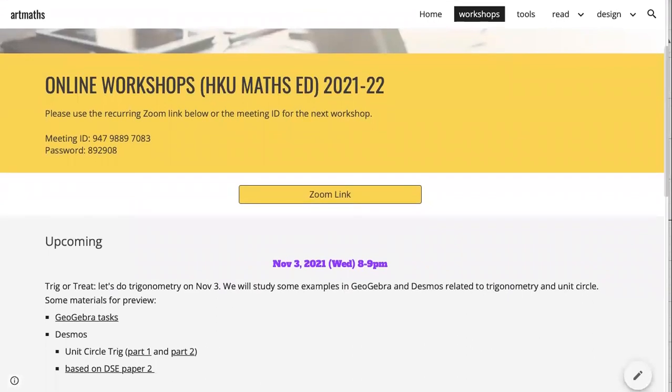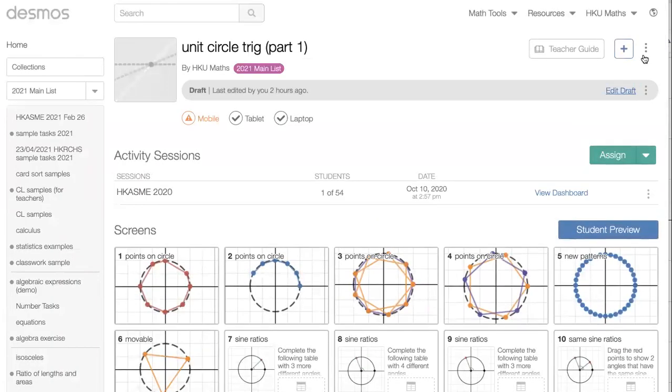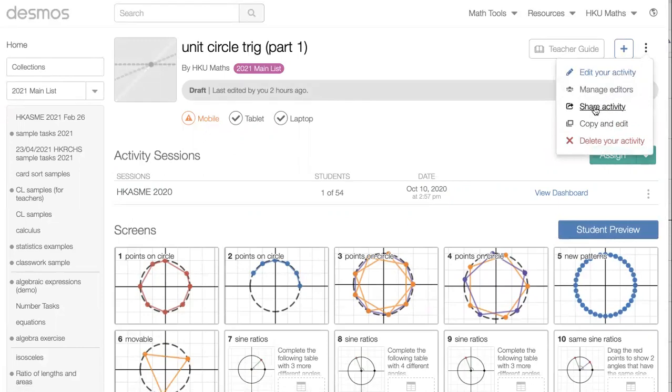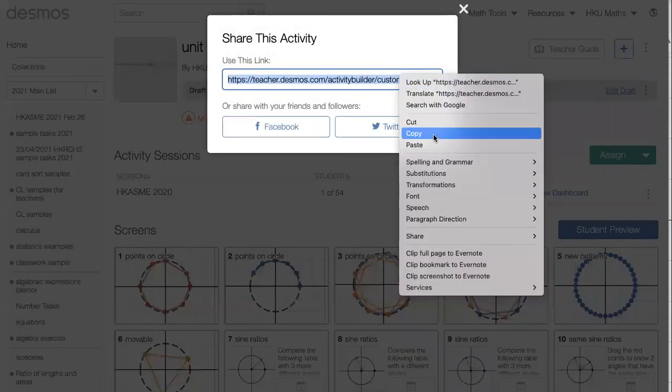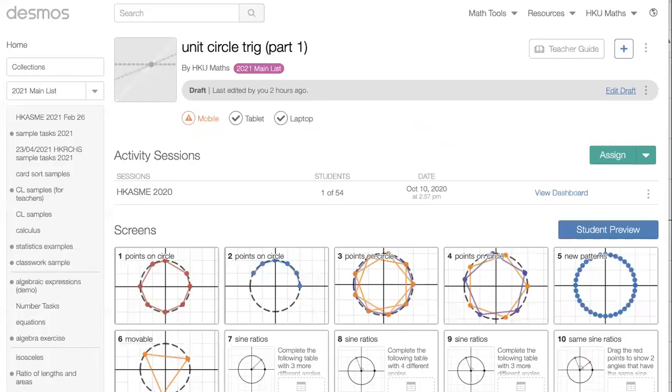You can click on my links, my page, to find the Desmos activity based on unit circle, part 1 and part 2. Maybe I click part 1 first. And I can also show you the link. All right, so I put it in the chat area.